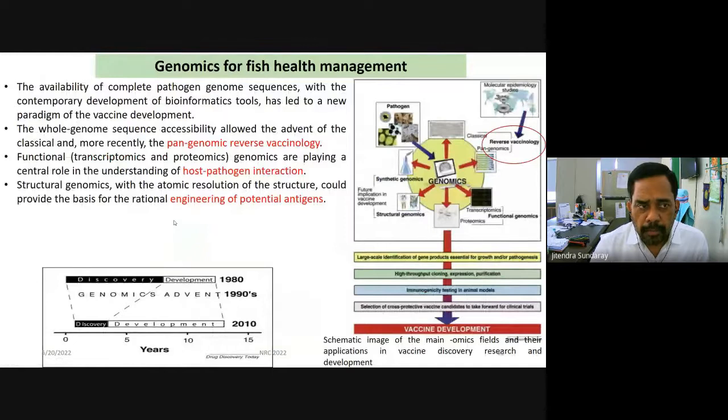And again, the available complete pathogen genome sequence with the contemporary development of bioinformatics tools has led to a new paradigm of vaccine development. You might be knowing Corona has given a big scope for all of us to talk about a new product and new vaccine, right? So in aquaculture also, we have a pan-genomic reverse vaccinology technology, host pathogen interaction, and engineering of the potential antigens actually. So this is the process, how the vaccine is developed. So no need to go into details. Somebody else will be talking. The point what I meant to say actually, the vaccines is possible in case of aquaculture also.